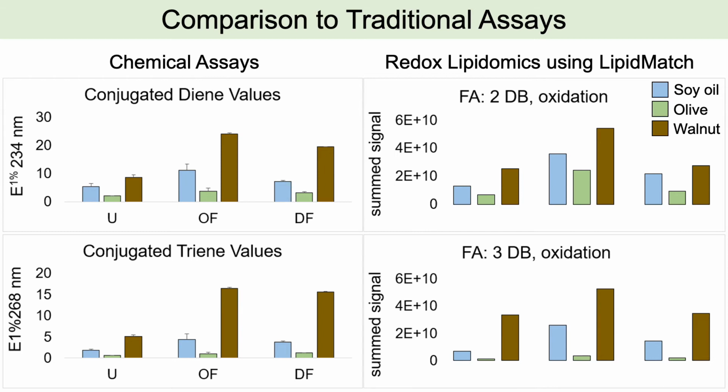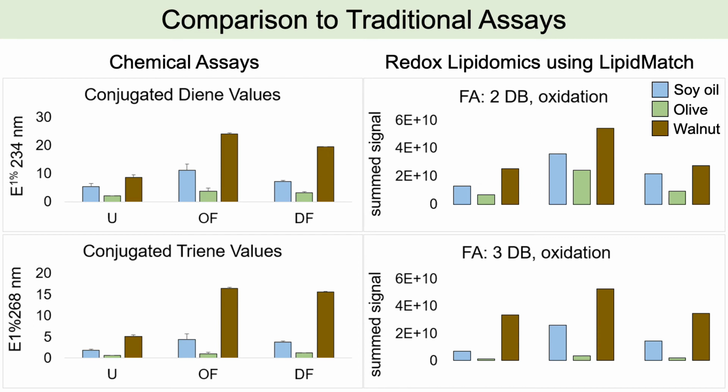Comparing these oxidations that we observed using LipidMatch to traditional assays, we see very similar trends across unheated, oven-fried, and deep-fried soy, olive, and walnut oil, as you can see in these left and right panels. In the left panels are chemical assays, conjugated diene values, for example. When you get an addition of an oxygen, no longer are those double bonds separated by a carbon. Now they're right next to each other, which is conjugated double bonds, and you can observe this difference using spectroscopy.